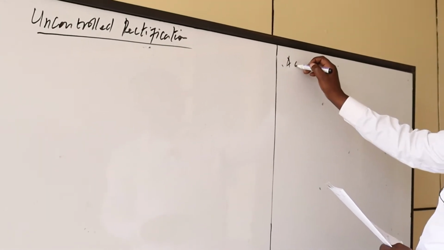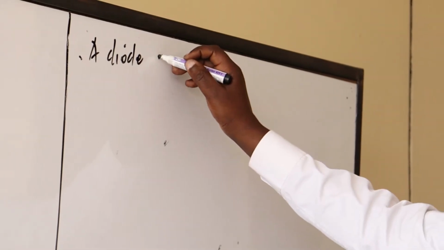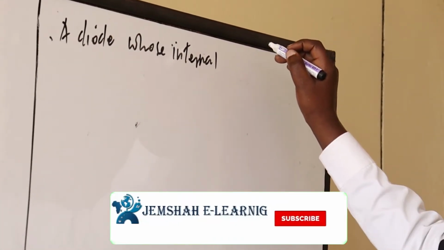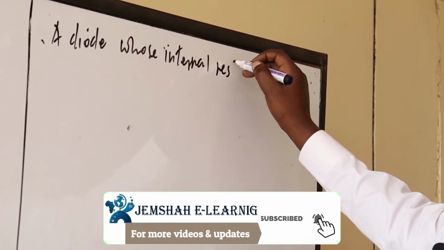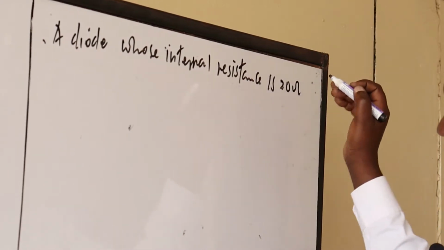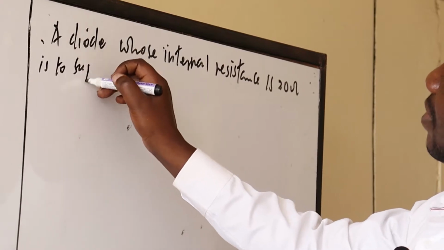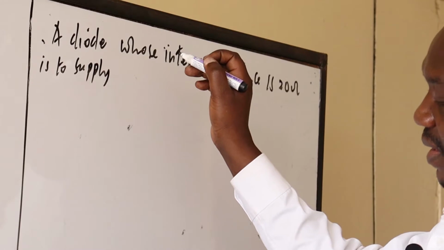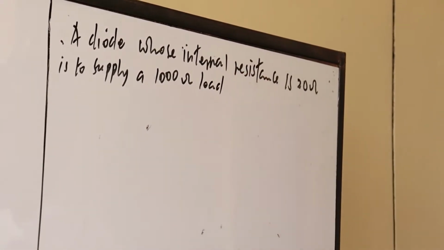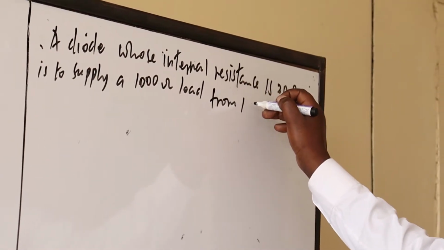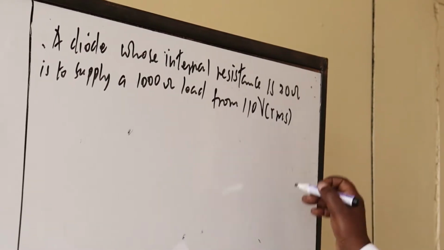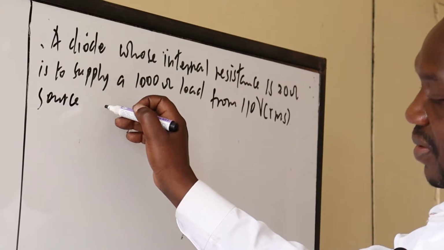A diode whose internal resistance is 20 ohms is to supply a 1000 ohm load from 110 volts, and this is the RMS source of supply.